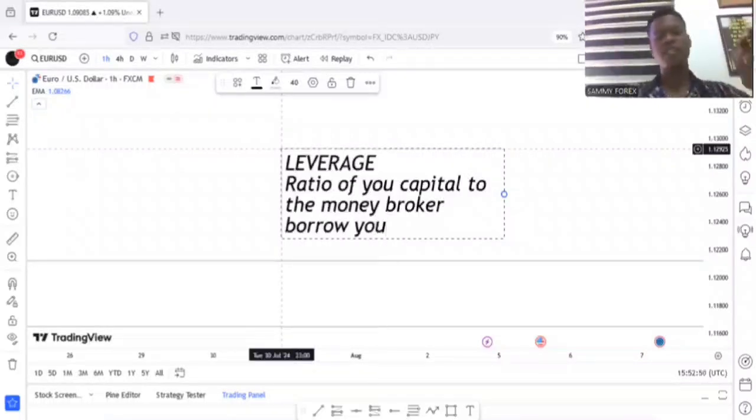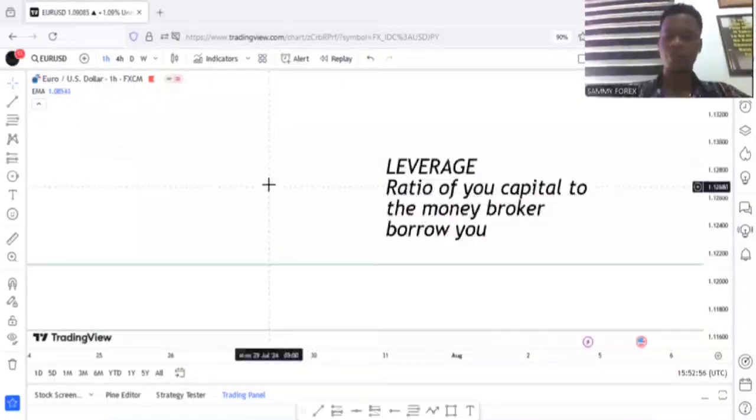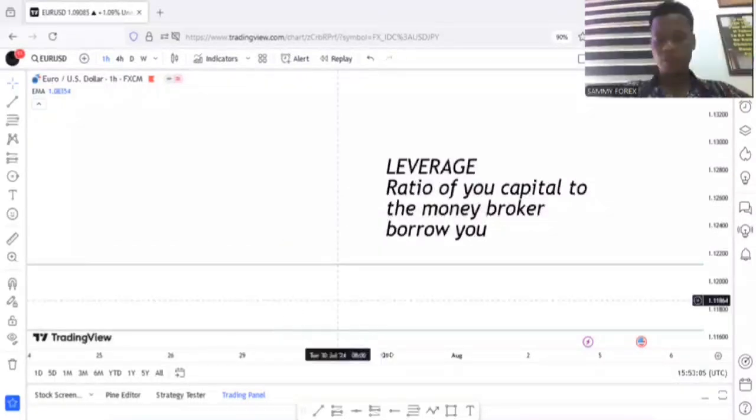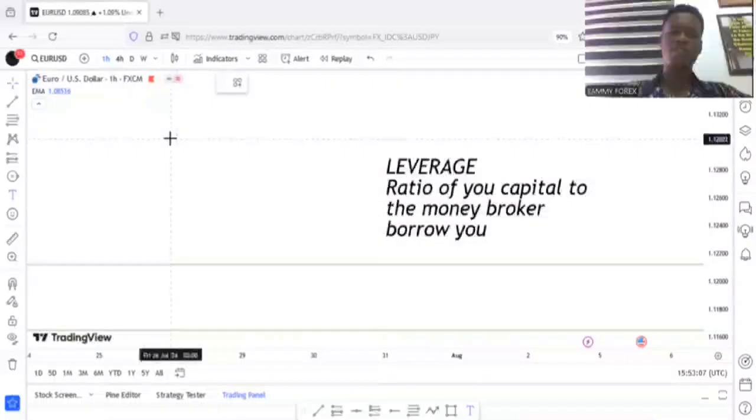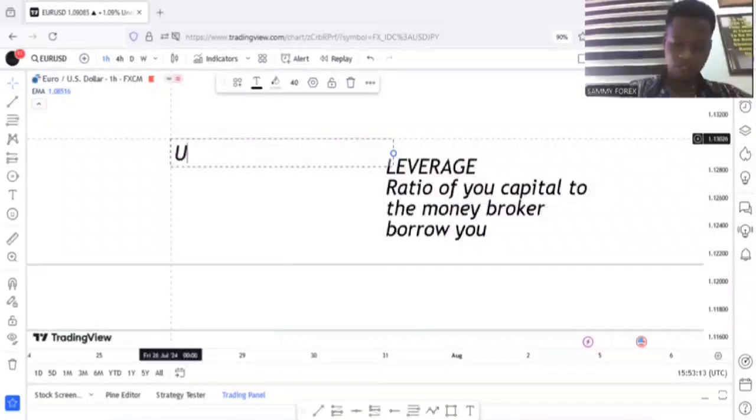So leverage is the ratio of capital to the money the broker lends you. We have different types of leverage, and I'll be telling you the one that is advisable for newbies to use. If you are new to the industry, don't go for unlimited leverage.